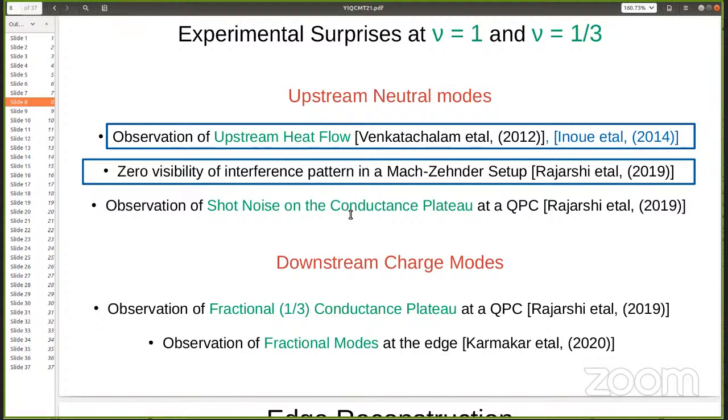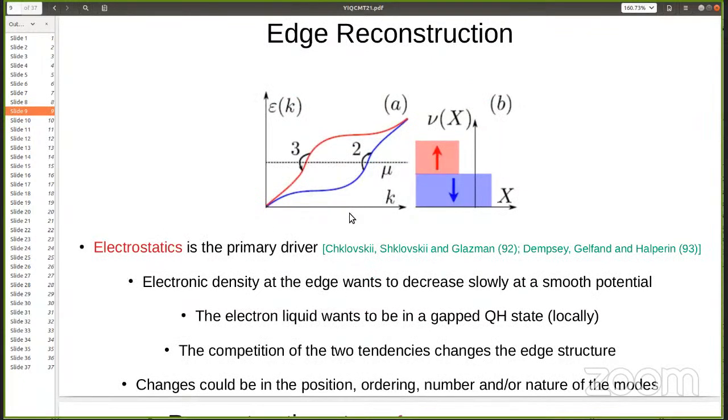So the main question we ask ourselves is whether it's possible to have some kind of phase transition at the edge, which can give rise to this kind of picture.